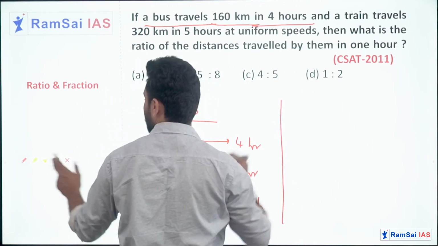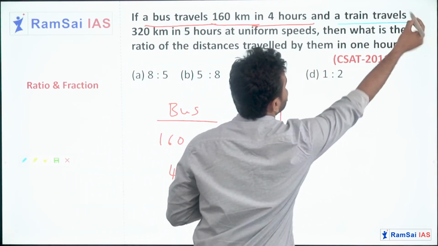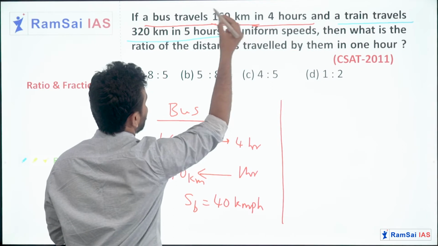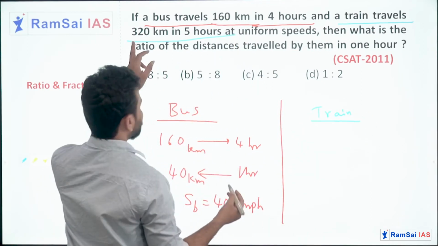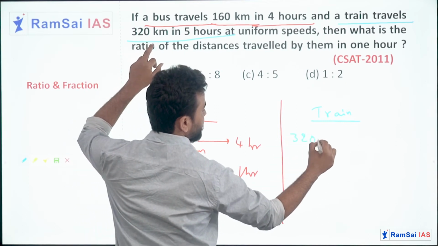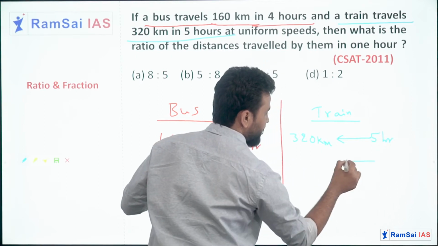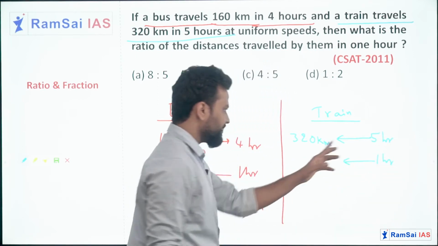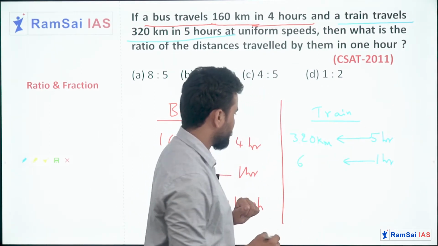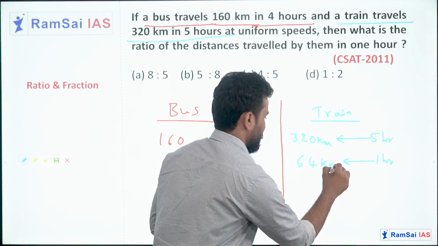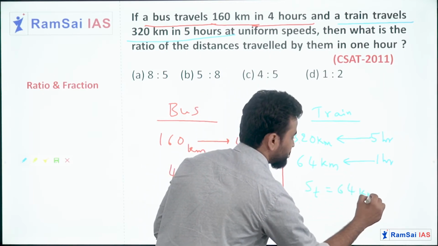And the second one is, a train travels 320 kilometers in 5 hours. So, I am talking about the train here. In 1 hour how much distance does it travel? It travels 320 by 5, how much is it? So, speed of train equals 64 km per hour.